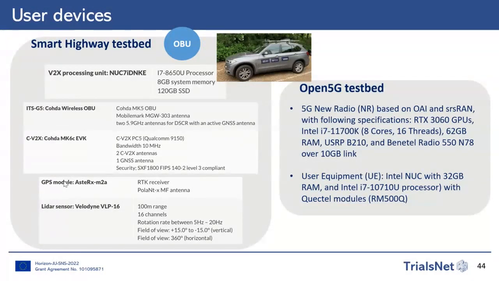Apart from the communication modules, we also have GPS based on RTK and LiDAR sensor that can be probably used in different scenarios that you may design, but keeping in mind the capabilities of 100 meter range and also the field of view of 360 degrees horizontal.